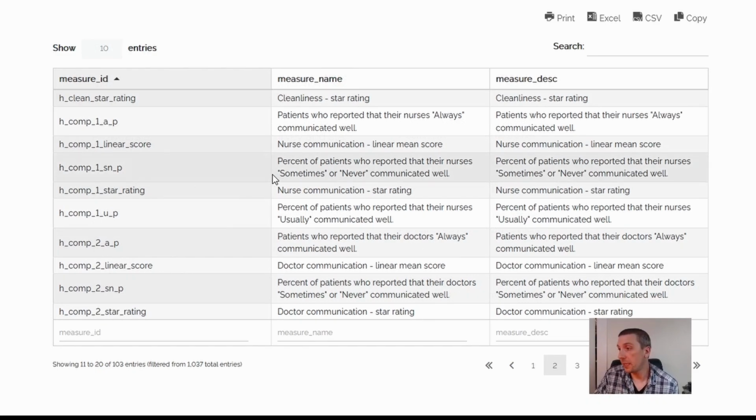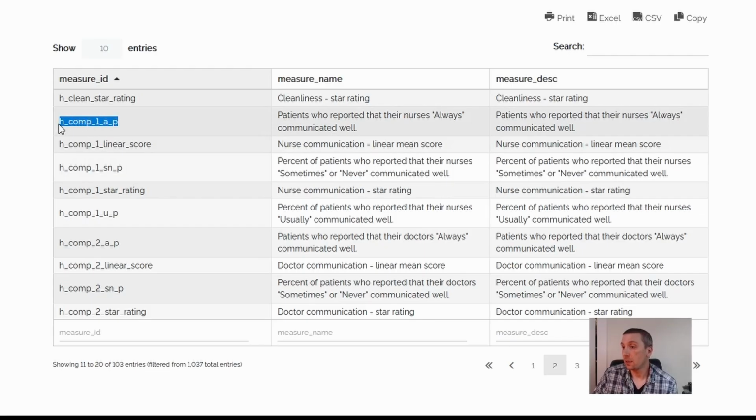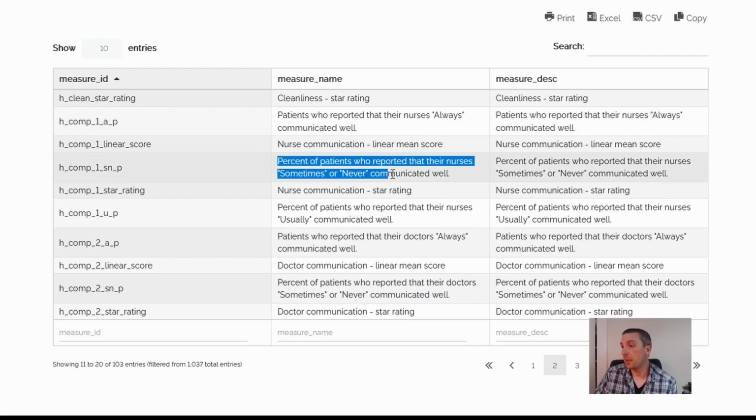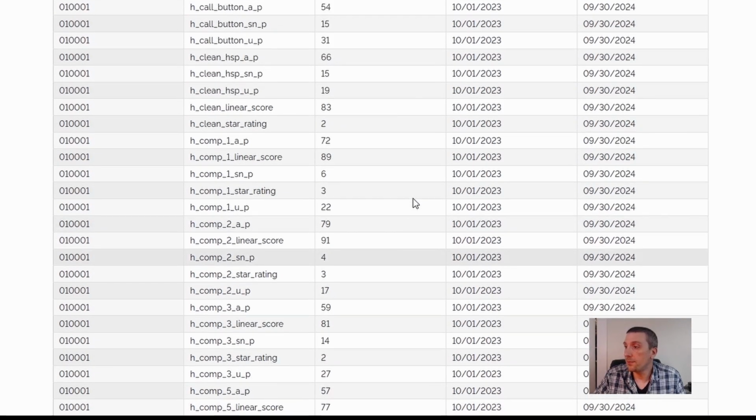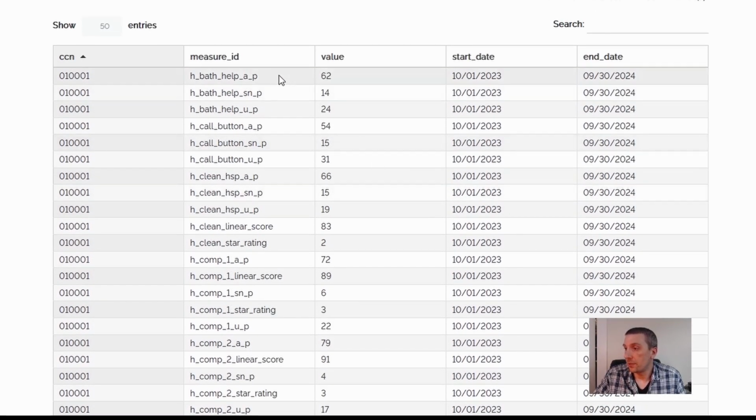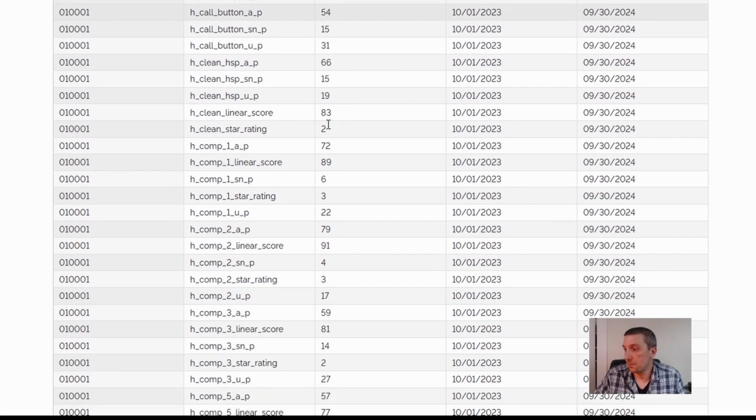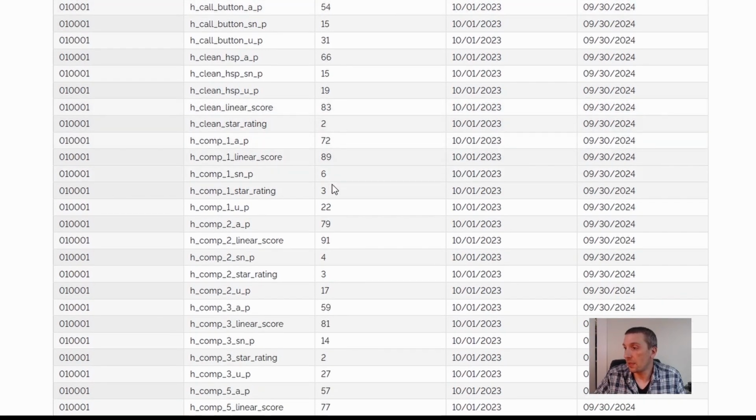And as you can see in the documentation, we have the star rating, linear score, and then each measure is broken down into the percentage of patients for a survey item that endorsed always. Here it's percent of patients reported sometimes or never. So it's basically broken down what was originally a 5-item measure, and then they're grouped into categories of, I believe, 3. And then you have linear and star ratings. And above, you can see the values, so these are percentages. Then we have linear scores, and then the star rating on a scale of 1 to 5.